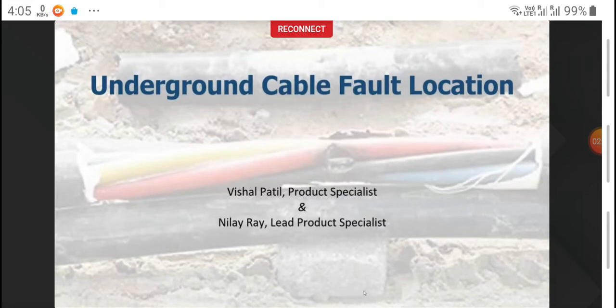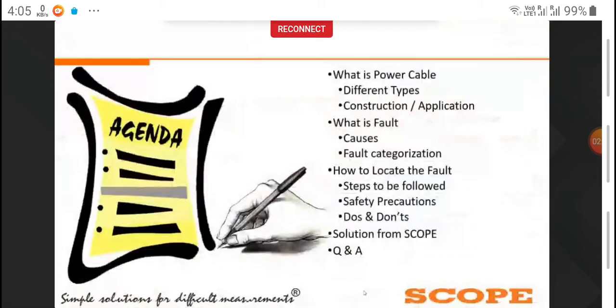Okay, today we are going to see step by step how a fault is located on underground cables. In this, we will see what the different types of power cables are, according to insulation and voltage levels. After that, we will see how the cable is constructed. Then we will see the different causes of cable faults, and we will categorize these faults, and then we will see how the fault is located step by step on underground cables.